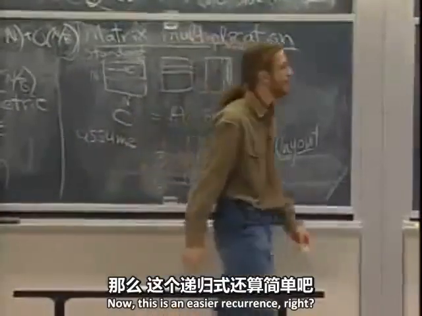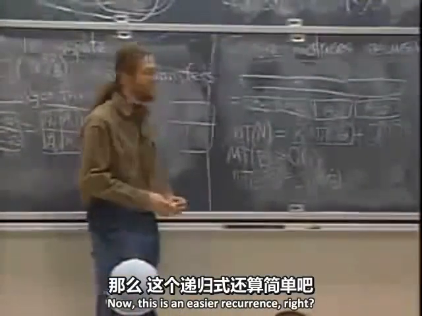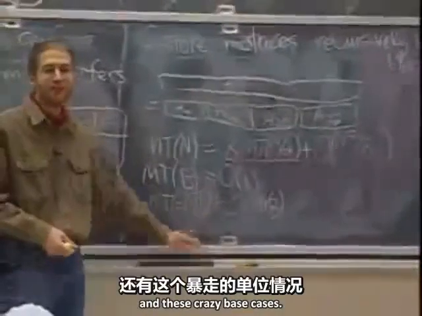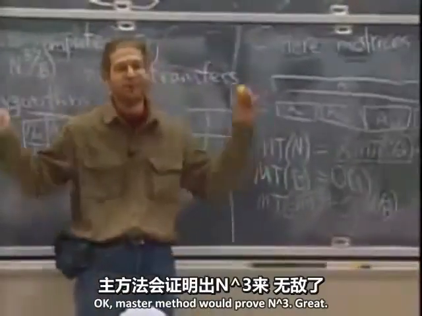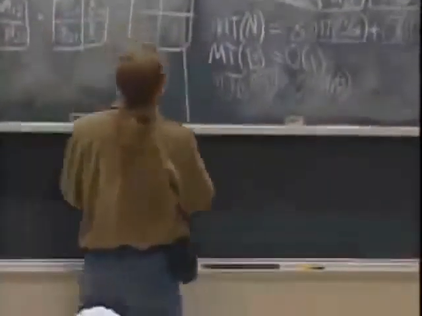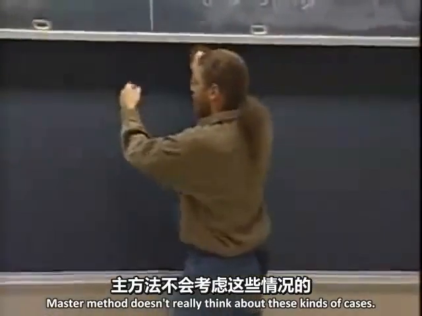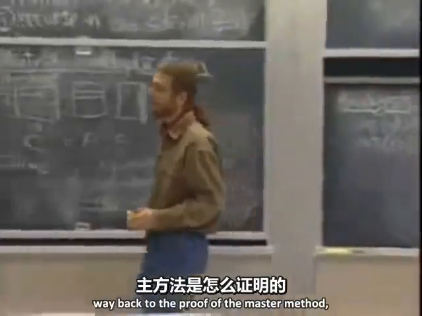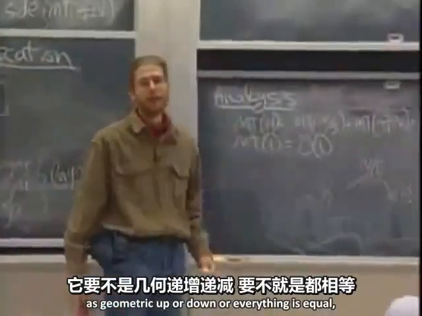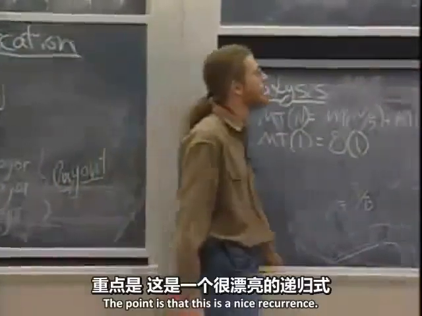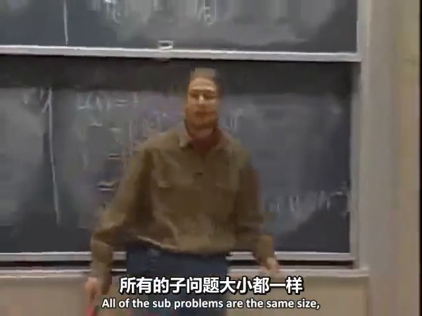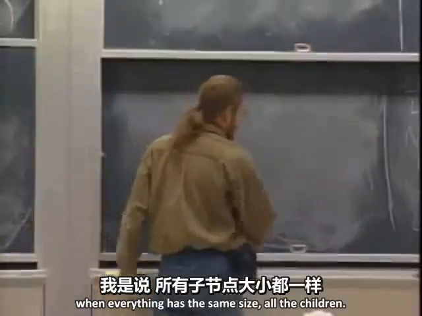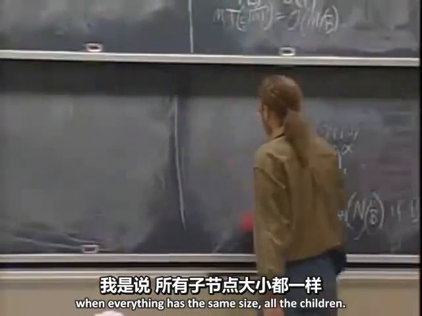Now this is an easy recurrence. I don't want to use the master method, because the master method is not going to handle these b's and m's and these crazy base cases. The master method would prove n cubed. Great. But it doesn't really think about these kinds of cases. With recursion trees, if you remember way back to the proof of the master method, you just look at the recursion tree as geometric up or down, or everything is equal, and then you just add up every level. The point is that this is a nice recurrence. All of the subproblems are of the same size, and that analysis always works when everything has the same size. All the children.